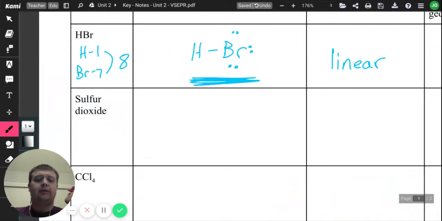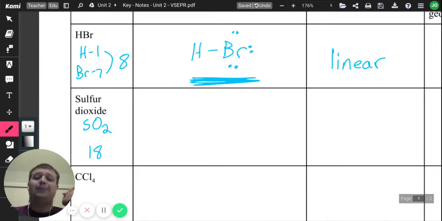All right, let's take a look at the next one. So here I've got sulfur dioxide. So sulfur dioxide is SO2. Count up my valence electrons. I have 6 for sulfur. I have 12 for oxygen. So 6 plus 12 is 18.